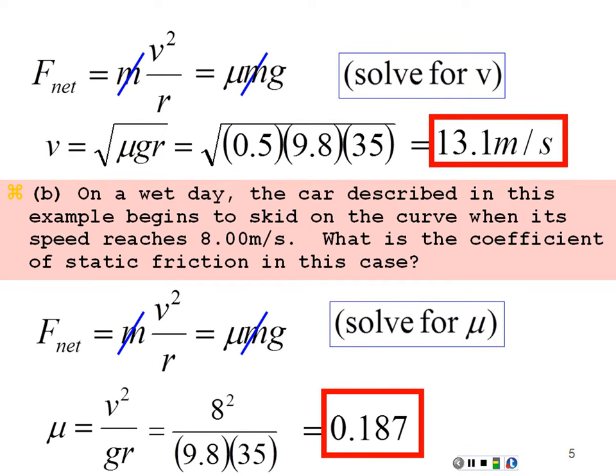0.187, no units on it. Hence, because it's wet, the friction has been reduced to only 18.7% of our weight rather than 50%, and hence we can't go as fast on that curve in order to negotiate the curve safely before we start to slide outward. So, something to think about, something to consider if you are a civil engineer.